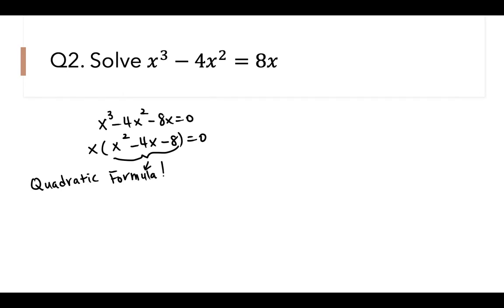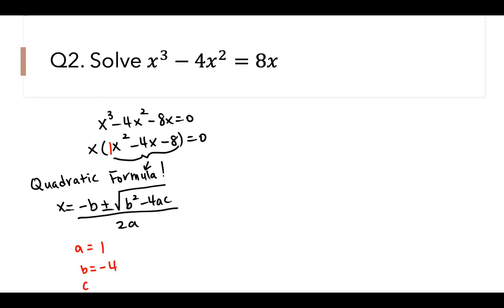Because it's not factorable. So just a reminder, the quadratic formula looks like this: x equals negative b plus or minus the square root of b squared minus 4ac, over 2a. Okay, so you can use this for anything with a degree of 2. So before we plug it in, let's identify what a, b, and c are. So a in this case is 1, which is an invisible 1 here.